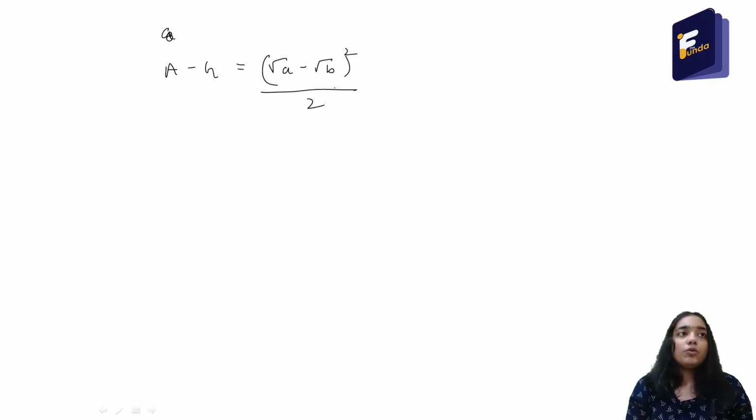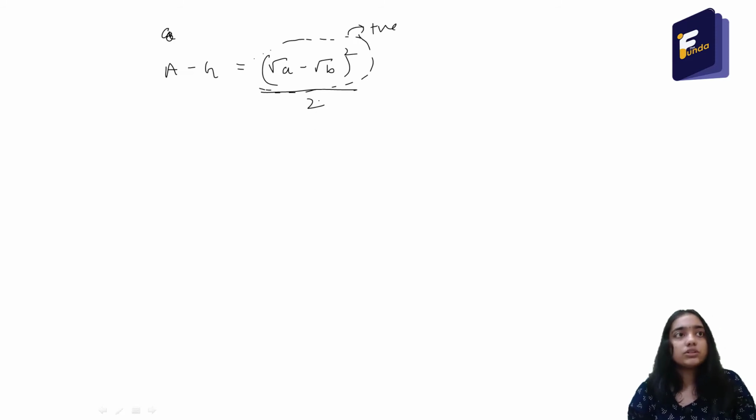So we know that the square of any number is always positive. Whether it is a negative number or a positive number, the square will always be positive. For example, 2 square is 4, minus 2 square is also 4. Similarly, the square of any number is always positive. As this whole term is the square of a number, it will be positive, obviously.